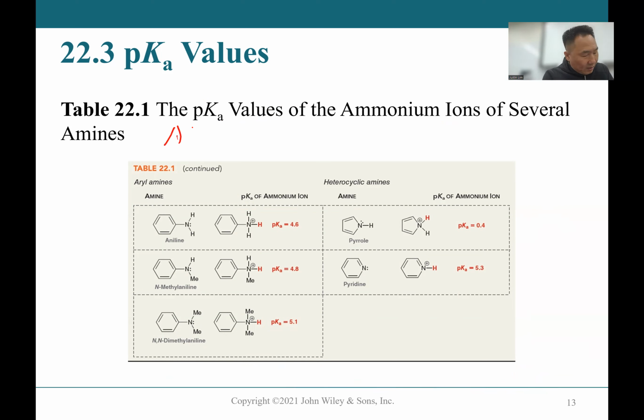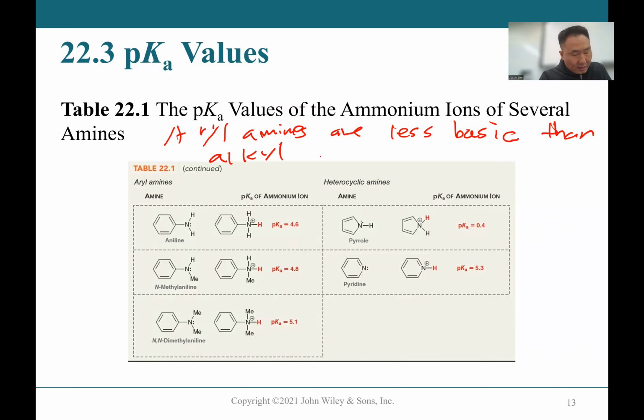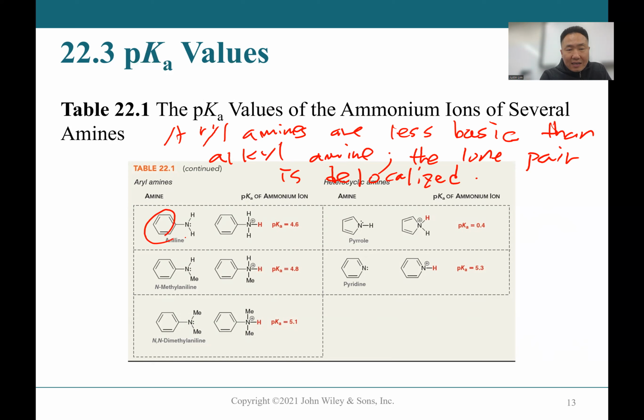And arylamines are less basic than alkylamines. The lone pair is delocalized. So this one is an arylamine, arylamine, arylamine.